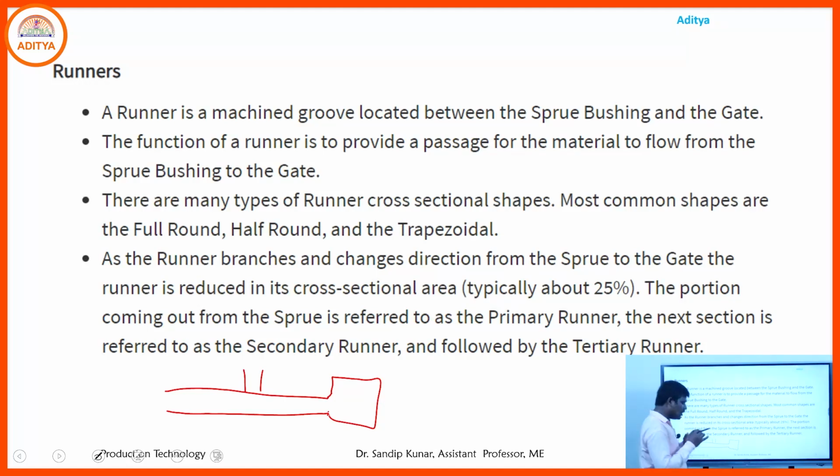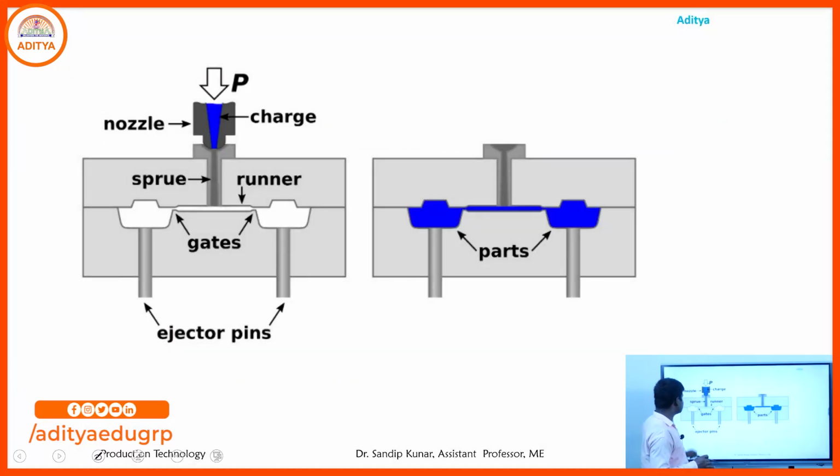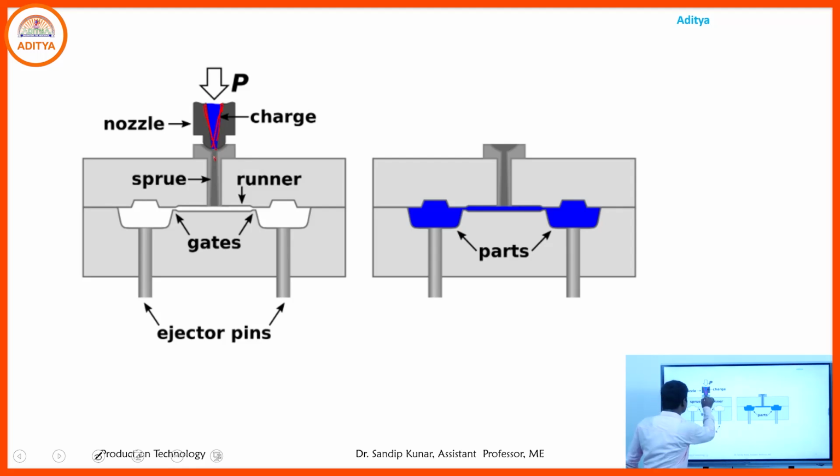Due to the runner, we flow the liquid metal to the gating system, that is, to the mold. That is the runner. Here is one picture of the runner. We are seeing the pouring basin, and through the sprue, the molten metal comes to the runner. That part is the runner.